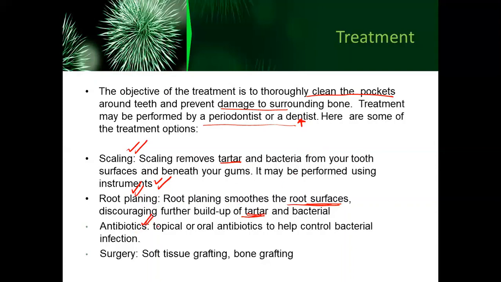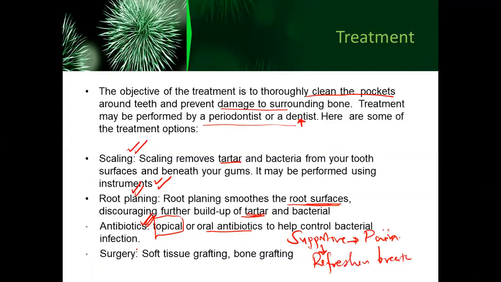And then we have antibiotics. They can do topical antibiotics or oral antibiotics to help control bacterial infection. This actually must be done. And then on top of this, we might have supportive management, like for the pain that we are having. You might also want to use other things that will refresh the breath.